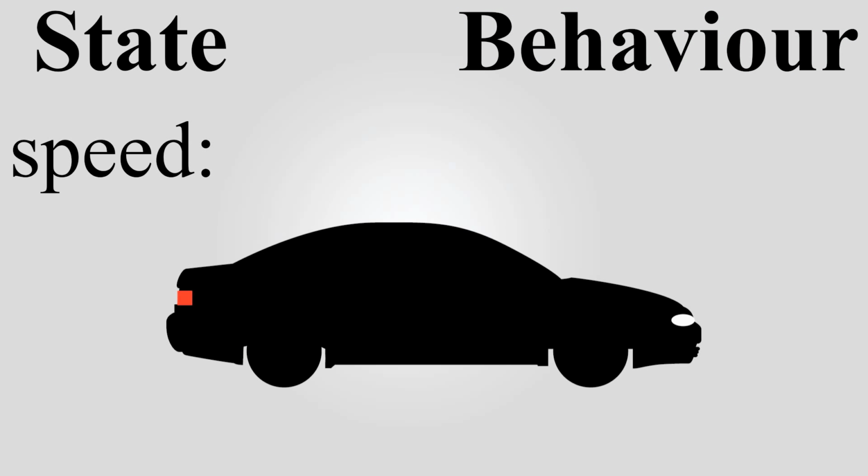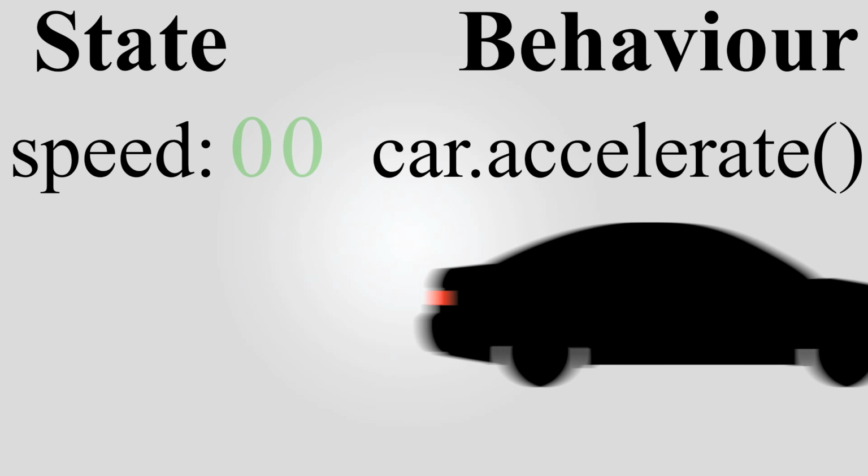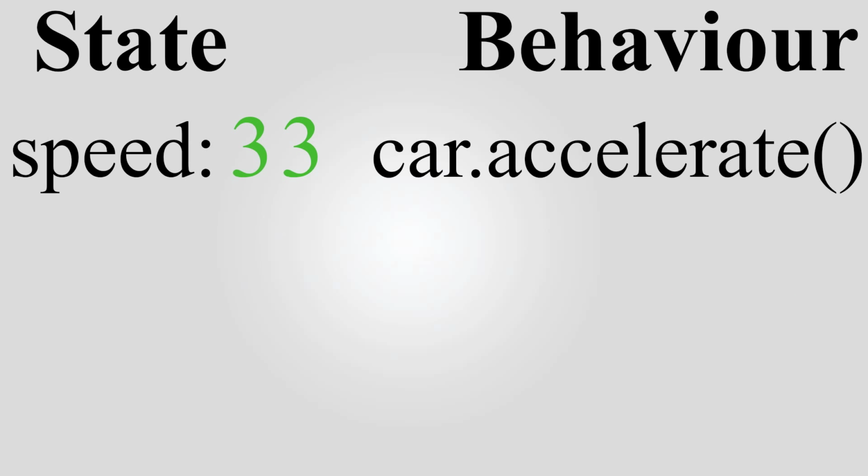For example, if we want our car's speed to increase, we step on the accelerator to increase the speed. You can think of a car as having a variable called speed and a method called accelerate to increase its speed.